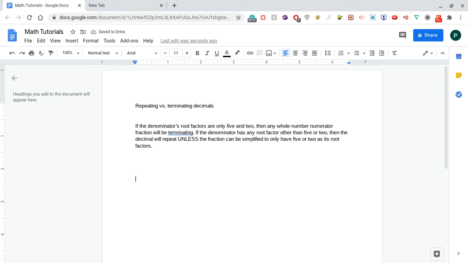And that's how you tell if a fraction will terminate or repeat if converted to a decimal, and that's the difference between terminating or repeating decimals.